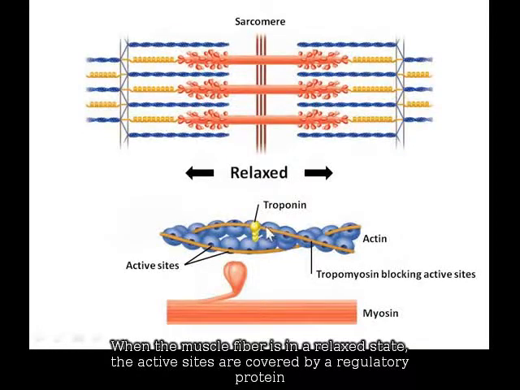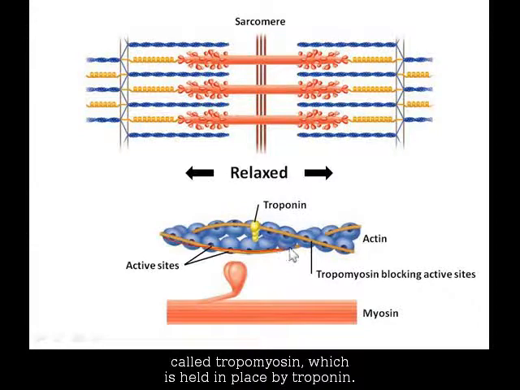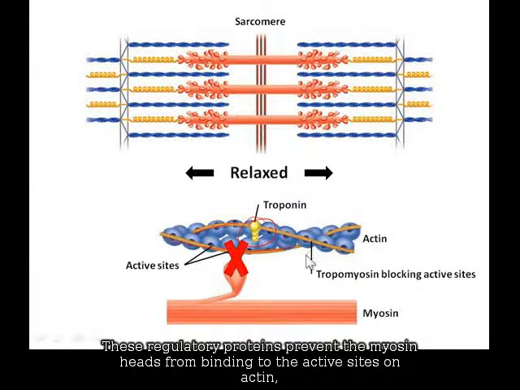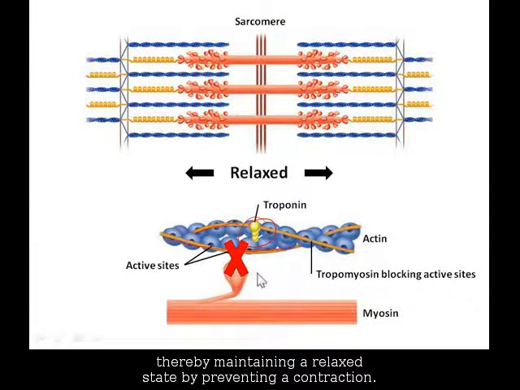When the muscle fiber is in a relaxed state, the active sites are covered by a regulatory protein called tropomyosin, which is held in place by troponin. These regulatory proteins prevent the myosin heads from binding to the active sites on actin, thereby maintaining a relaxed state by preventing a contraction.